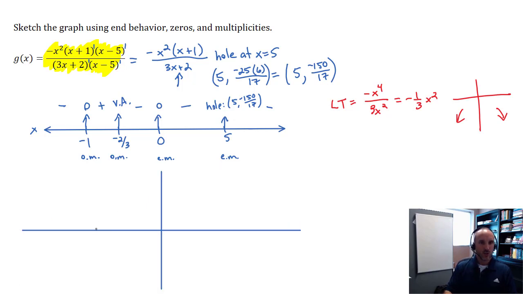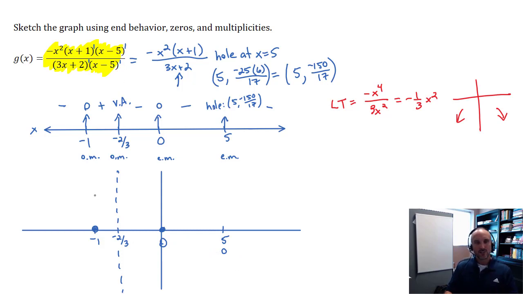At -1, we'll put it over here, I get an intercept. At -2/3, I get a vertical asymptote. At 0, I get an intercept. And at 5, I get a hole in my graph at some negative value. Okay, so yeah, we can put that somewhere down here. You can label the y-axis with that value if you like, but again, this is just a sketch.